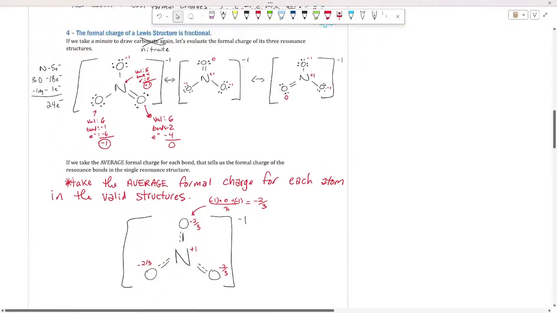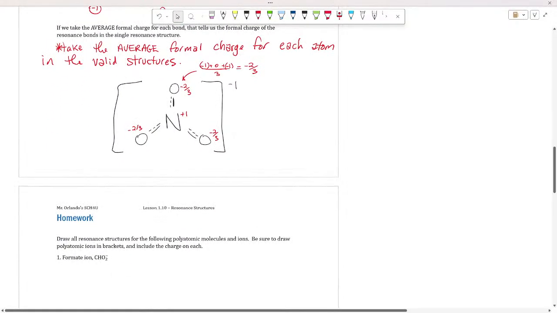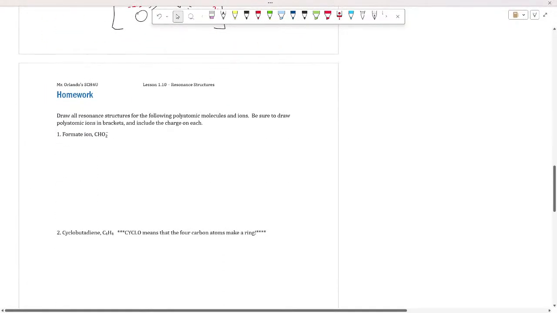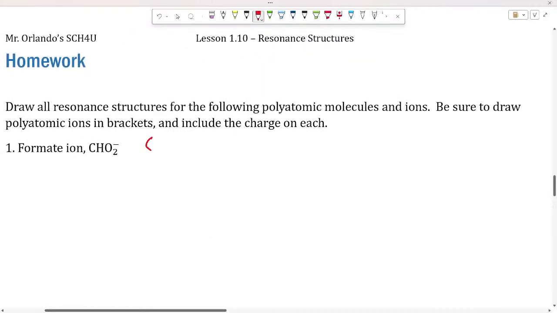There's some homework. Just practice. Draw me the formate ion. By the way, if you want a note here, put carbon in the middle.